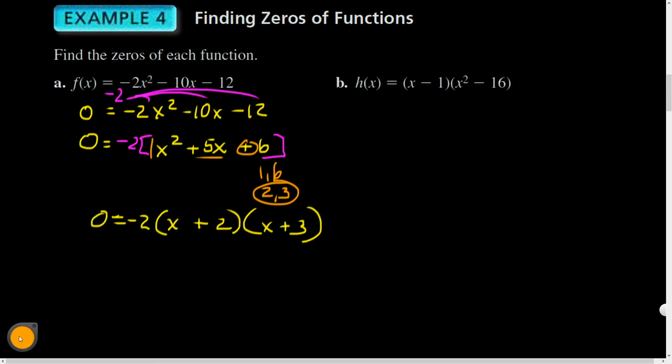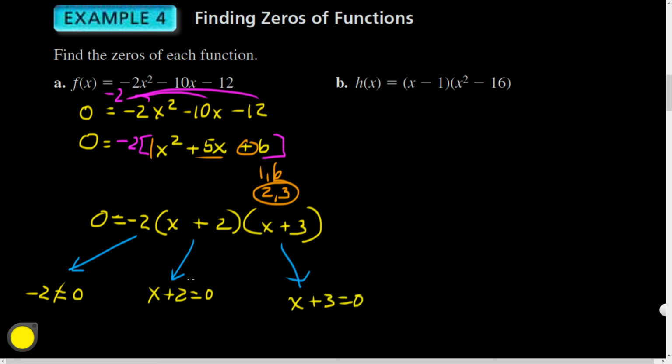And now I can use the zero product property. Is negative 2 ever going to equal 0? Nah, not never, not ever. Sorry. So negative 2 equals 0. That's just not true. X plus 2 could equal 0, and x plus 3 could equal 0.